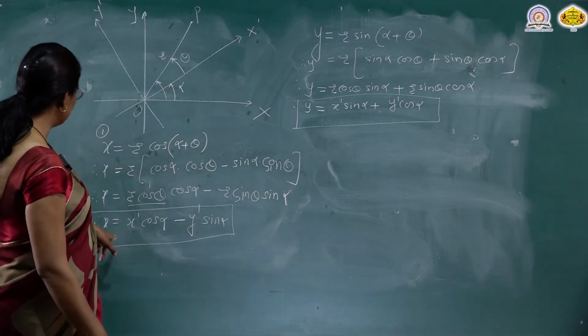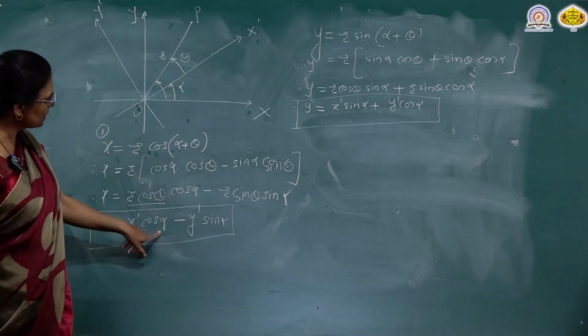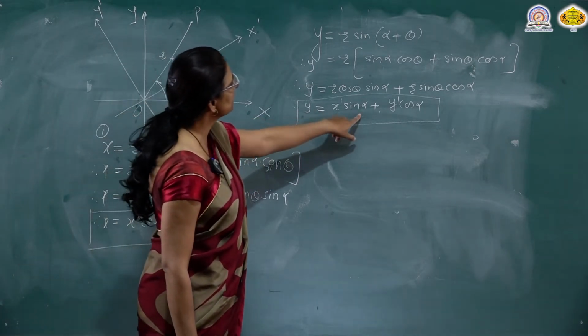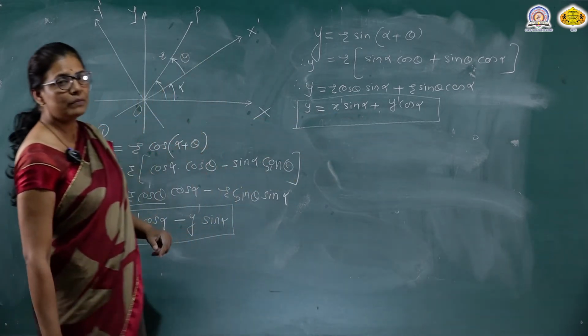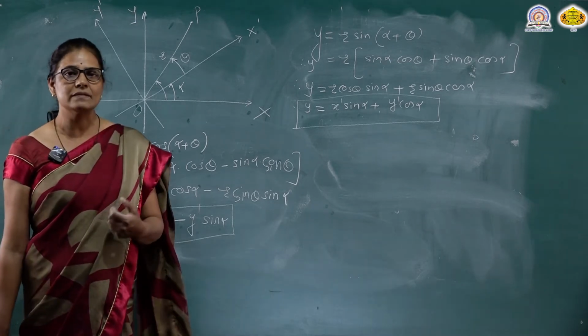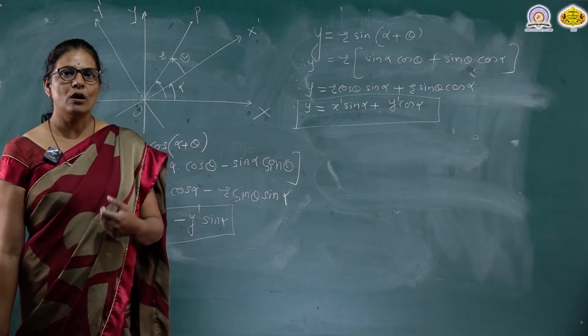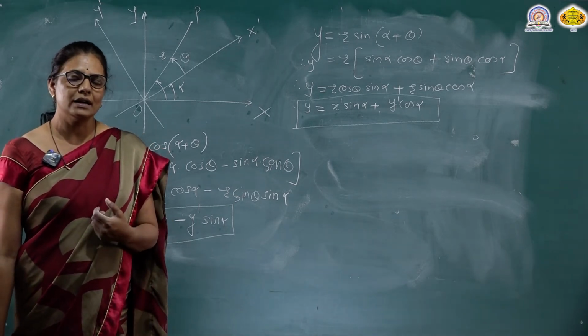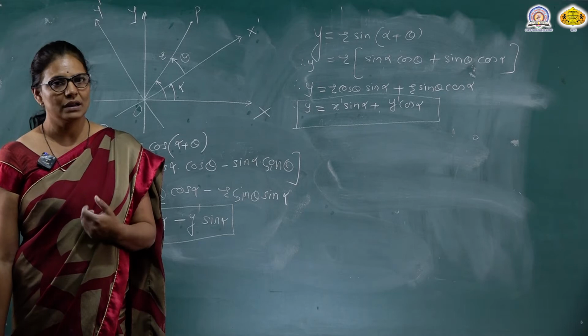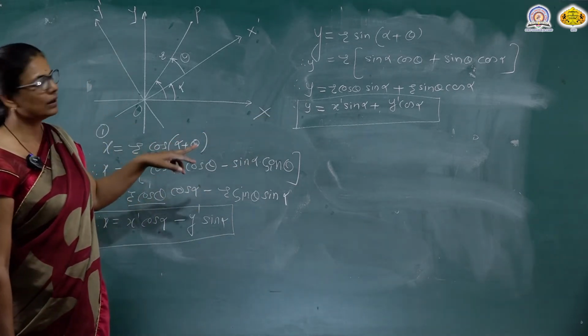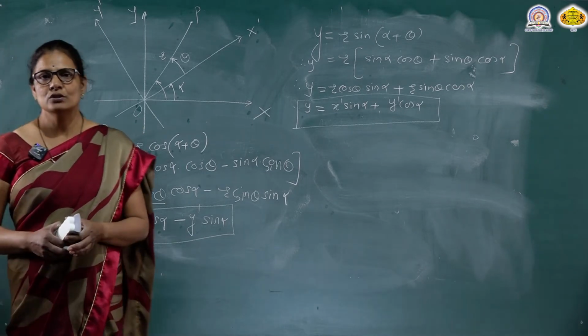So we obtained the second equation which expresses x and y in terms of x dash and y dash. So observe both the equations. x is equal to x dash cos alpha minus y dash sin alpha and y equals x dash sin alpha plus y dash cos alpha. Here we have expressed x and y in terms of x dash and y dash when the axes are rotated through an angle alpha.